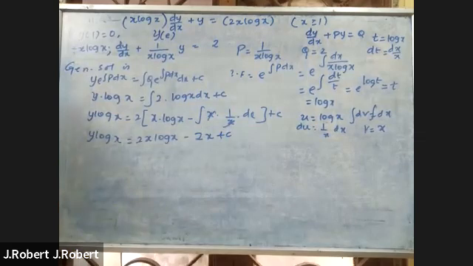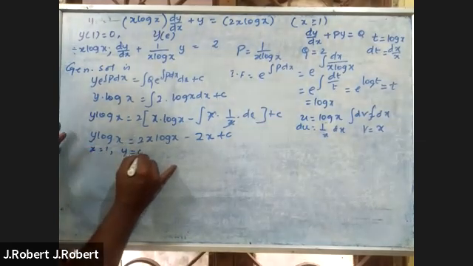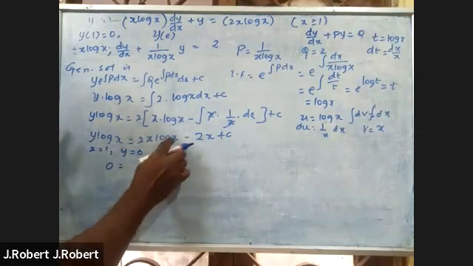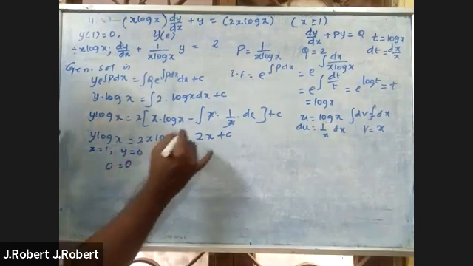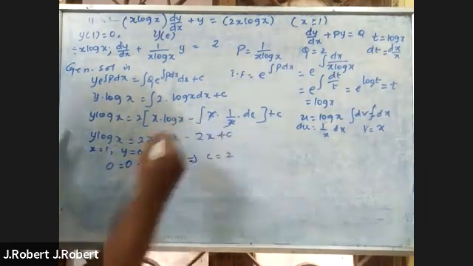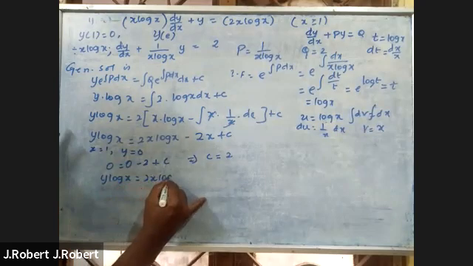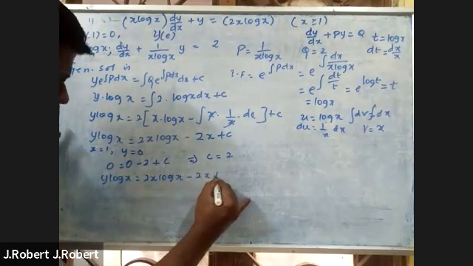According to the problem, it is given that y of 1 equals 0, which means that when I put x equal to 1, y is equal to 0. This becomes 0, since log 1 is 0. 0 minus 2 into 1, minus 2, plus c. Then this gives you c is equal to 2. Therefore y log x equals 2x log x minus 2x plus 2.